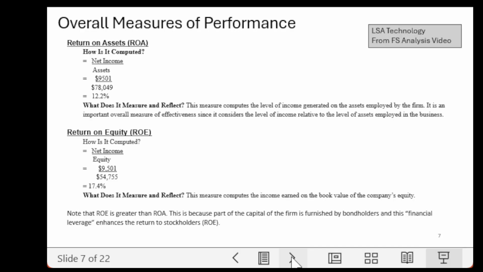The ROE will generally be greater than the ROA, and this is because part of the capital of the firm is provided by bondholders or other debtors, and also some portion of the assets are offset by operating liabilities. So we start with assets, we reduce it by operating liabilities, and then by debt to come down to equity. So I can't think of a circumstance where ROA would be greater than ROE.